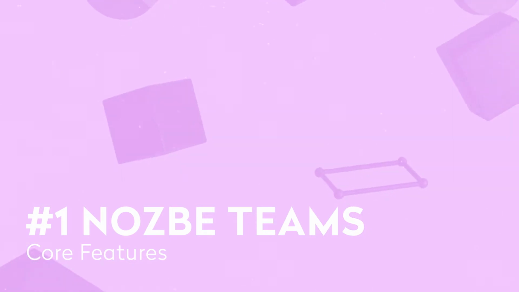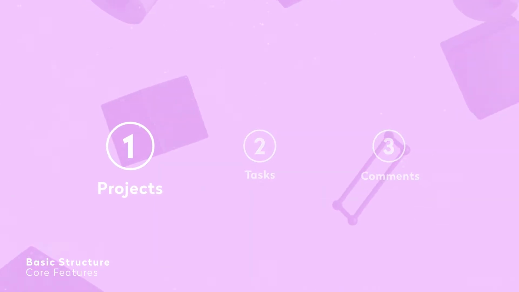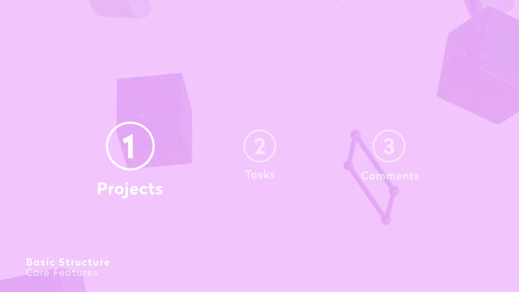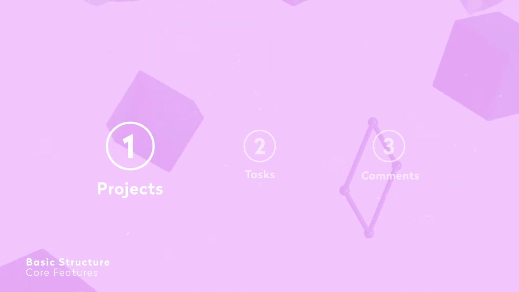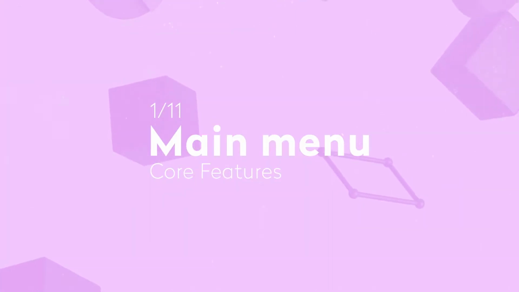The basic structure of your workflow in Nozbe Teams consists of projects, tasks, and comments. Basically, everything that you want to get done with your team and that requires more than a couple of actions is a project. You then split it into tasks to make a detailed action plan and use comments to provide details and feedback.